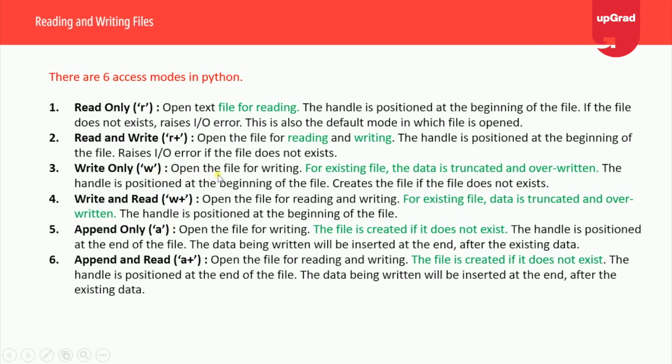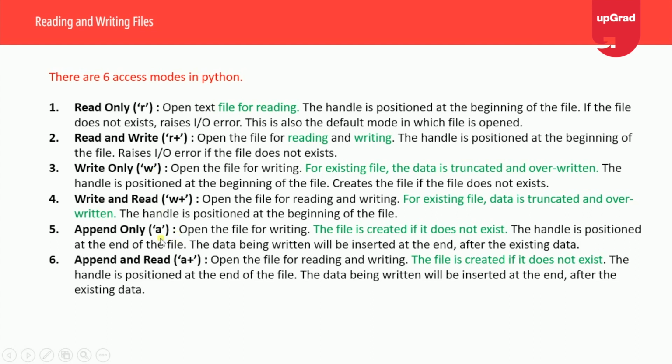W mode opens the file for writing. For an existing file, the data is truncated and overwritten. But the W plus mode opens the file for reading and writing. So you can see there is a difference, and the difference is reading. For an existing file, the data is truncated and overwritten, the similar behavior as W. Then we have A mode here.